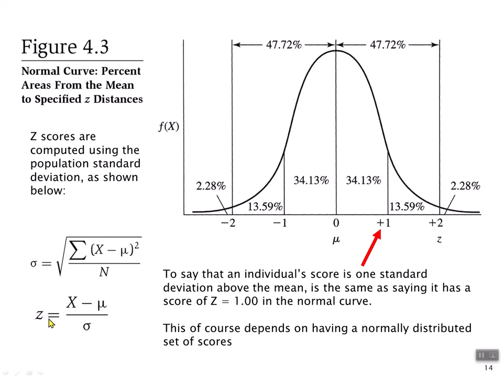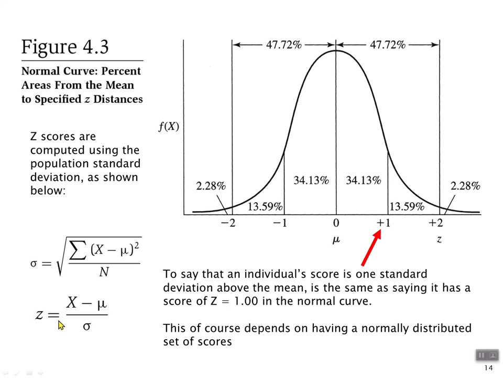And then the z-score is determined by taking any one individual score for variable x, subtracting the mean from it to tell how far that individual is from the mean, and then divide it by the standard deviation, so that the z-score is an individual score's difference from the mean expressed in standard deviation units.